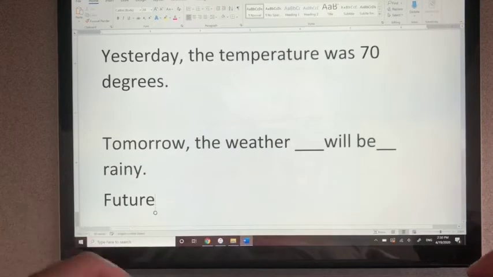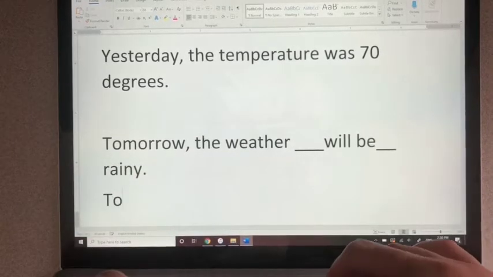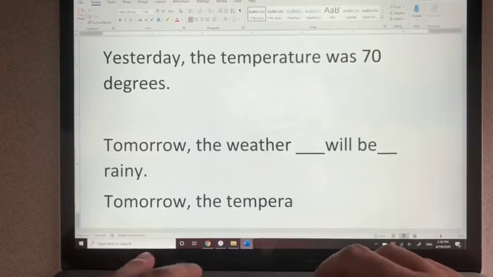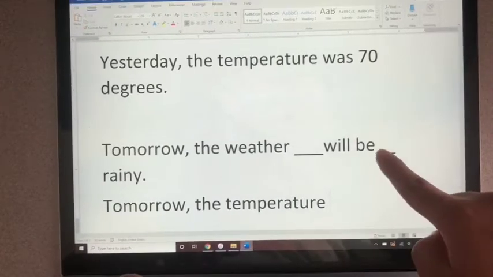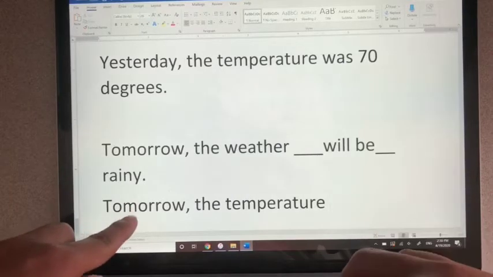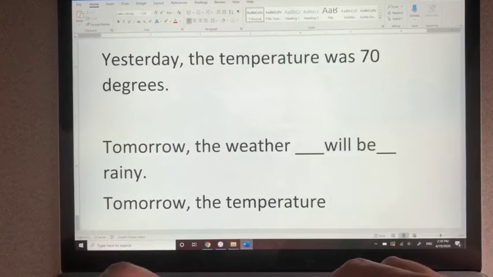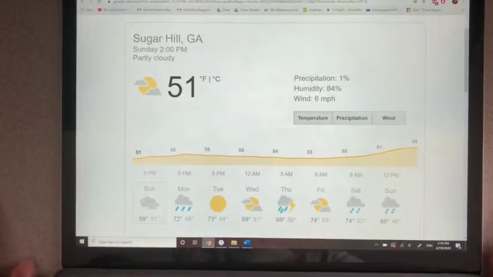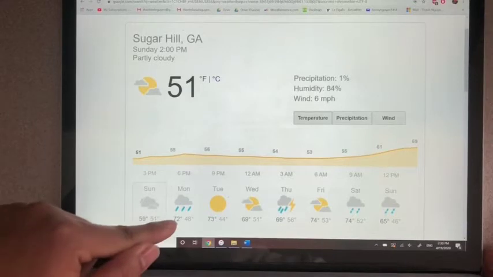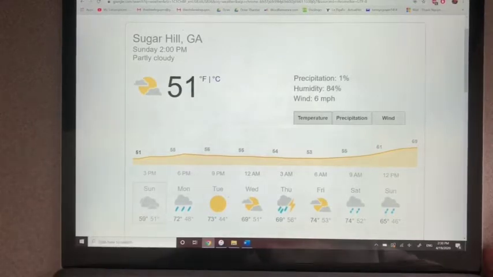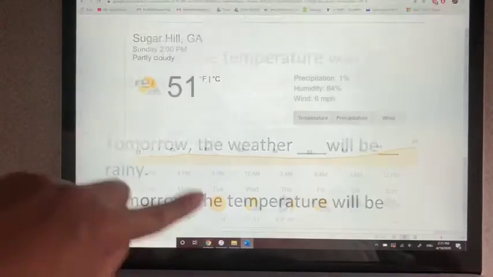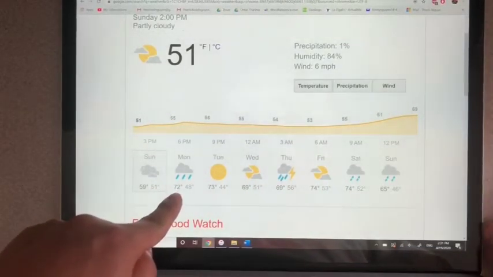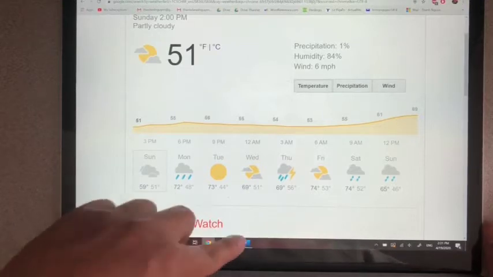All right. Tomorrow, the temperature, again, we say will be because we're talking about tomorrow. We're talking about the future. Tomorrow, the temperature will be what? Tomorrow, the temperature will be 72 degrees. It says Monday. Monday is tomorrow. This is the temperature for tomorrow, 72 degrees.